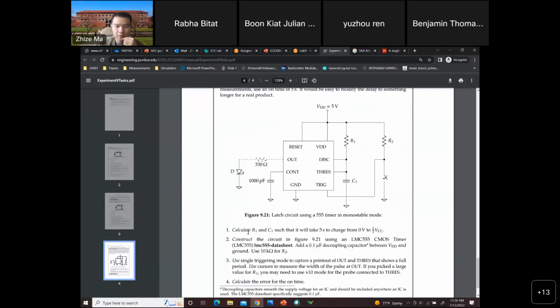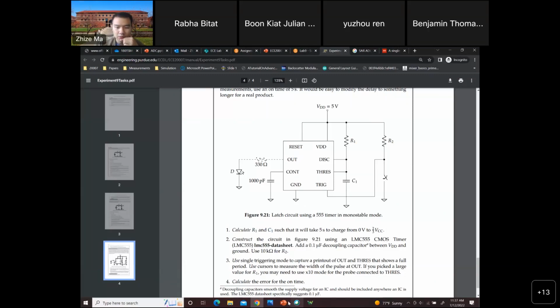It's asking you to calculate R1 and C1 such that the RC charge will take 5 seconds to reach two-thirds of the VCC. What you can do is use the RC charging equation, as I mentioned in the manual, to calculate the value for RC. At the end, if you calculate everything correctly, RC will have an equation related to T, which is the charging time. Then you can plug in T equal to 5 seconds, and you can find the RC value.